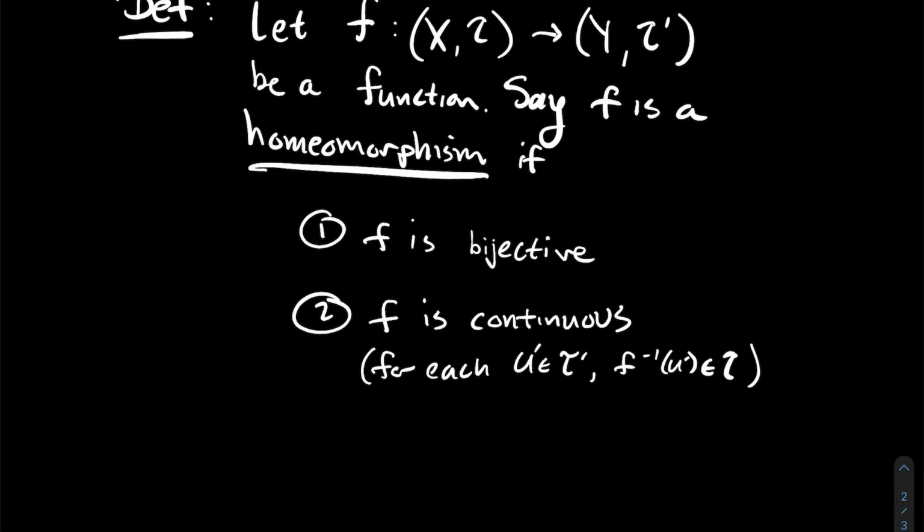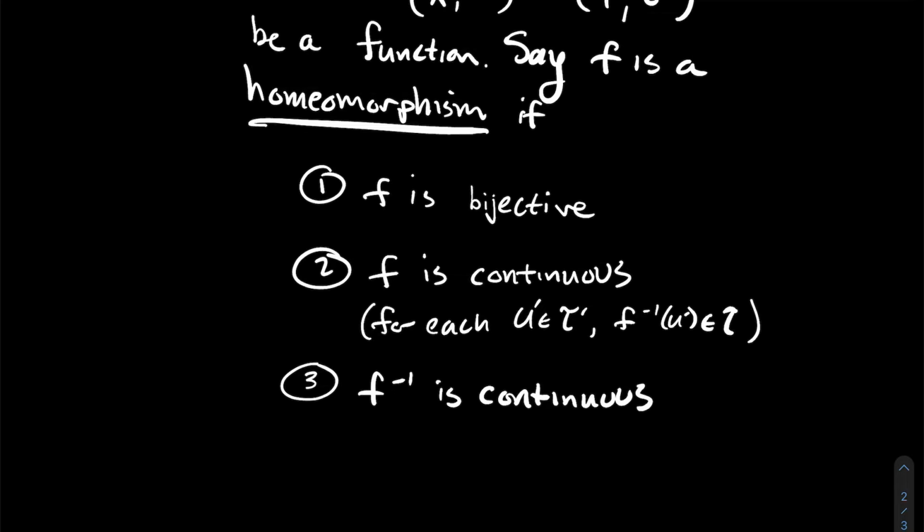And remember, that means that for each set u prime in t prime, in other words, for each open set of y, the pre-image of u prime is open in x. In other words, f inverse of u prime is in t. And number three is just going the other way. The inverse of f is continuous.